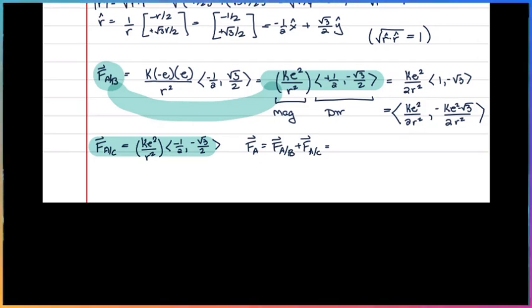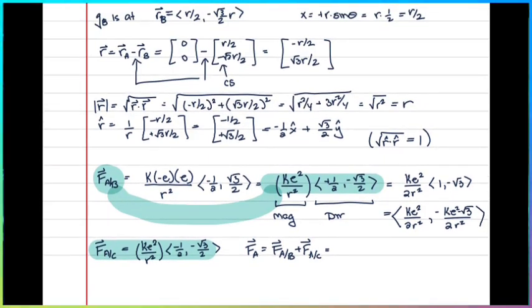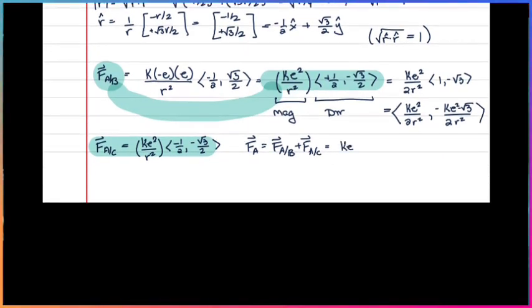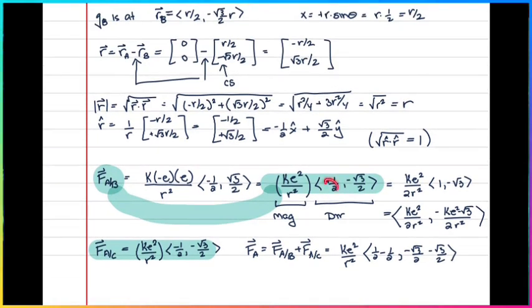Looks like component-wise, they both have a k e squared over r squared out front. So I can write k e squared over r squared out front. And it looks like I have a plus 1/2 minus 1/2 in the x direction, and a negative root 3 over 2, and a negative root 3 over 2 in the y direction. Again, there's a plus 1/2, and then you're adding to it a negative 1/2. That's where this is. You have a negative root 3 over 2. You also have a negative root 3 over 2. So then that's where that is.